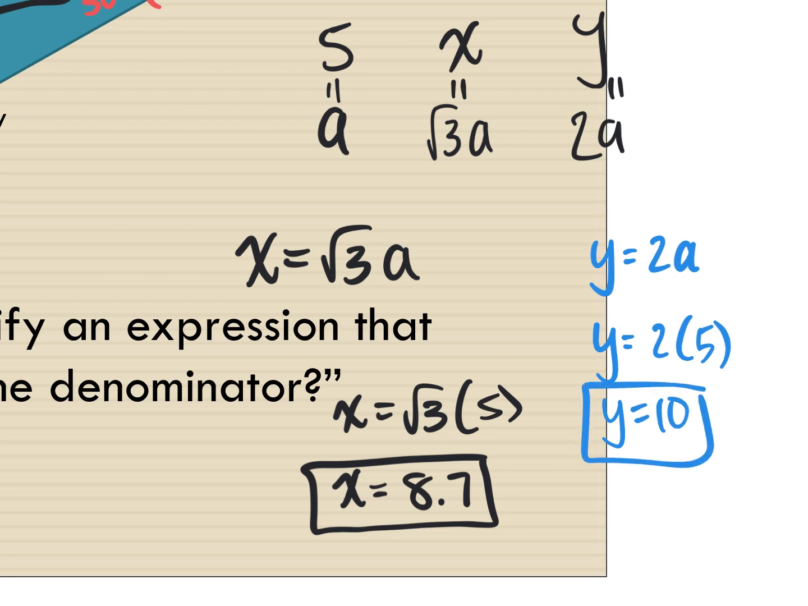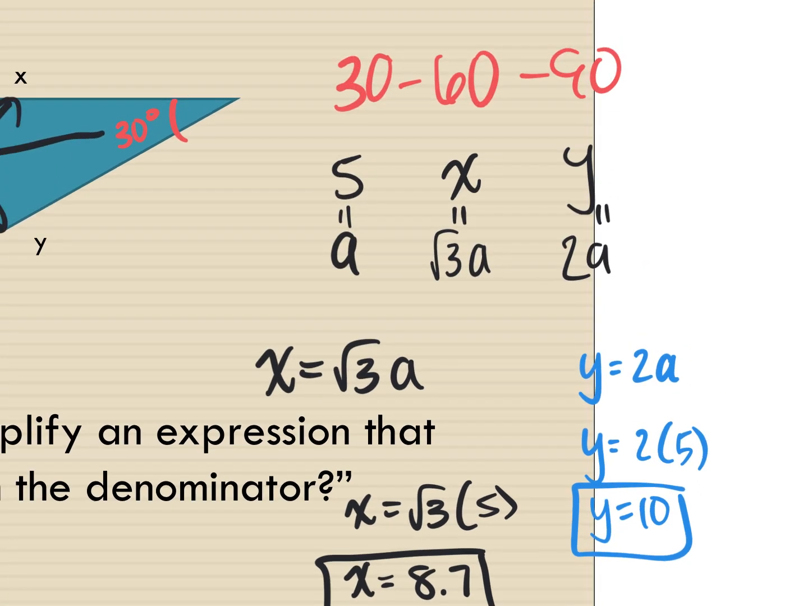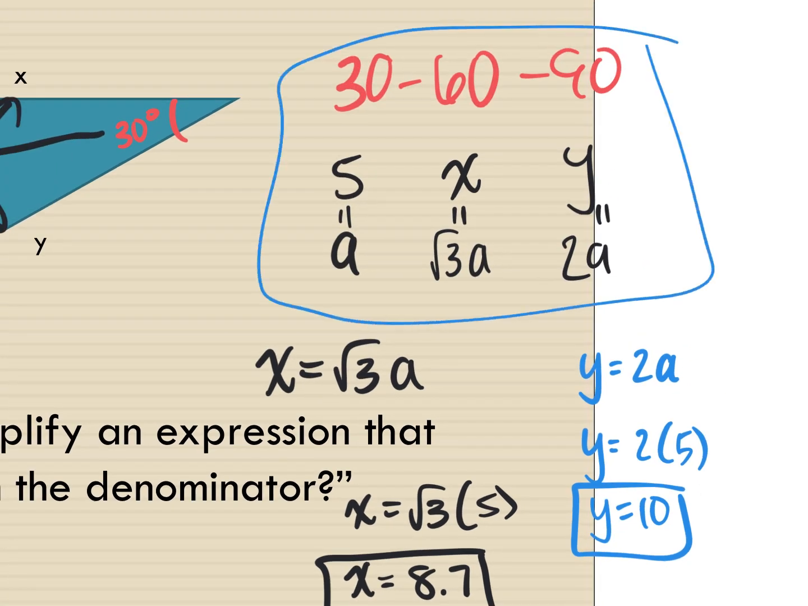So guys, mathematically, it's not that difficult. But what's hard is matching up your sides. And you're going to have to remember these ratios, okay? A, square root of 3 times A, and 2A. And that's different from a 45, 45, 90. 45, 45, 90 is A, A, and the square root of 2 times A for the hypotenuse.